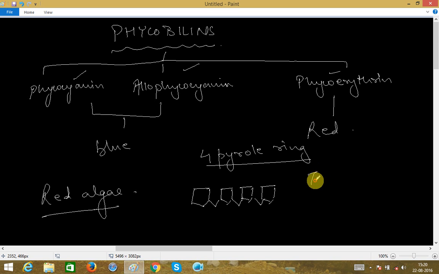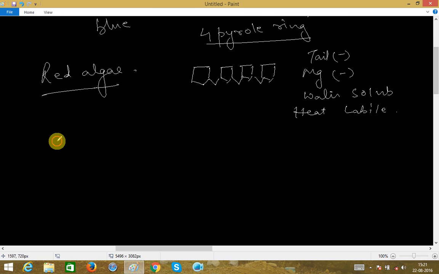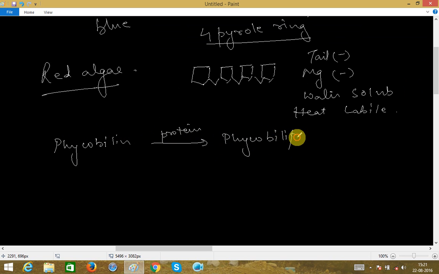Okay. In this case, the tail would be absent. Magnesium is absent. This is a water soluble pigment. They are water soluble and they are heat labile. Okay. Basically, when you are talking about the phycobilin, they join with protein. They are going to show association with specific proteins and they will form phycobiliproteins. Okay, they will form phycobiliproteins.